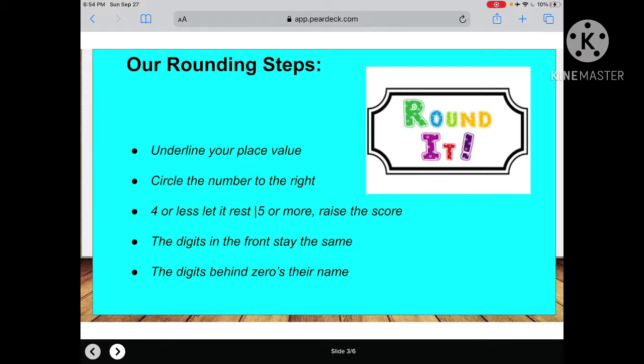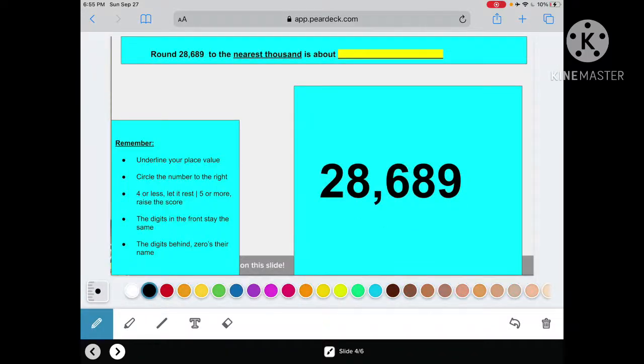I want you to repeat after me whenever I read a line, okay? Underline your place value. Good job. Circle the number to the right. Fantastic. 4 or less, let it rest. 5 or more, raise the score. Good job. The digits in the front stay the same. Good. The digits behind zeros their name. Awesome reading, you guys. We're going to be using these steps in order to complete our first problem.